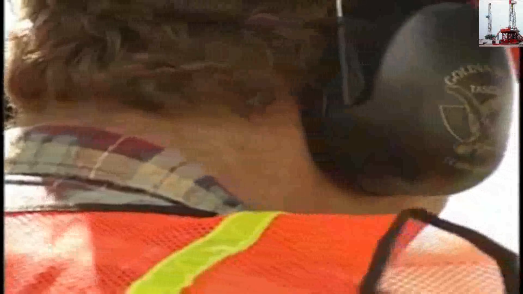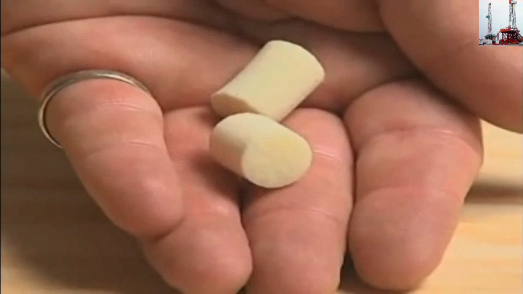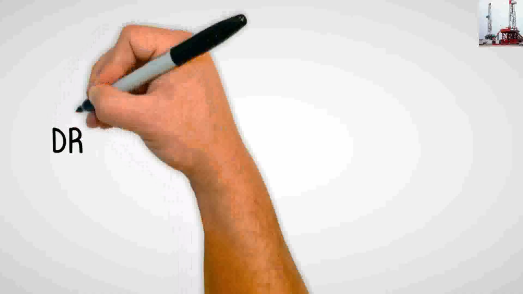Earmuffs fit over both ears and reduce noise 15 to 30 decibels depending on how they are manufactured and fit. Earplugs are inserted into the ear and completely block the canal. Earplugs reduce the noise.